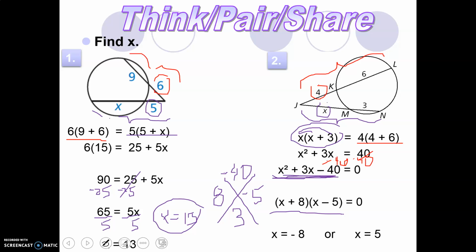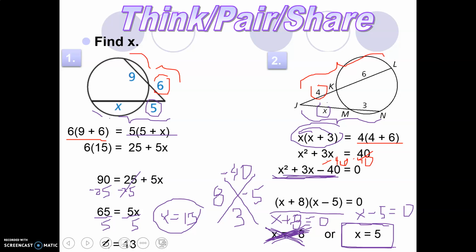And now you set each factor to 0, like we talked about yesterday. X plus 8 equals 0. X minus 5 equals 0. And when you solve for those equations, you get negative 8 or 5. And as we discussed, you may not have a negative length in geometry. So we're going to go ahead and just stick with our answer of 5.